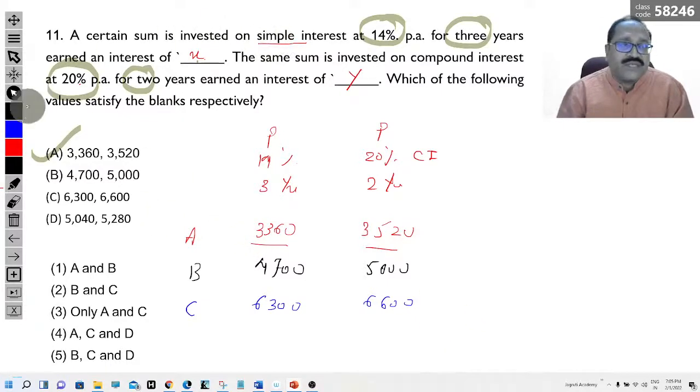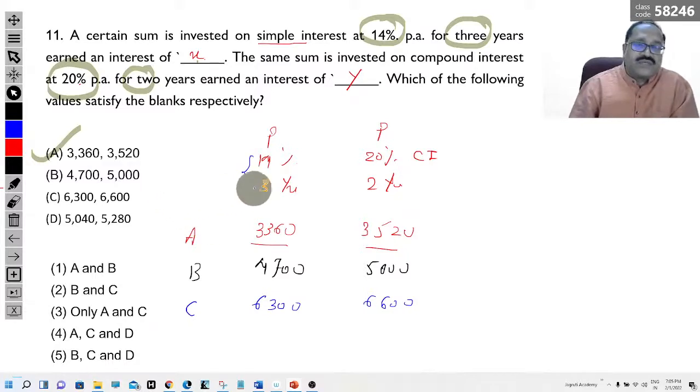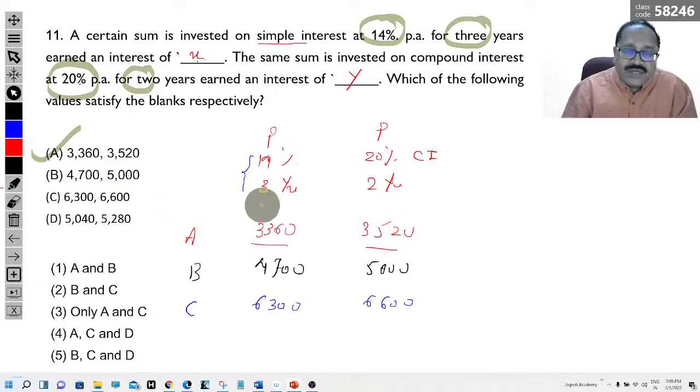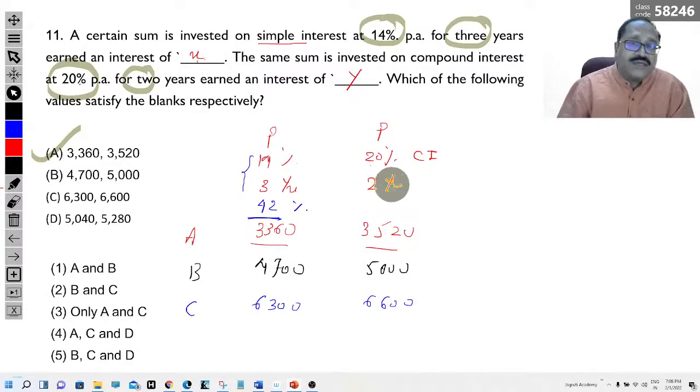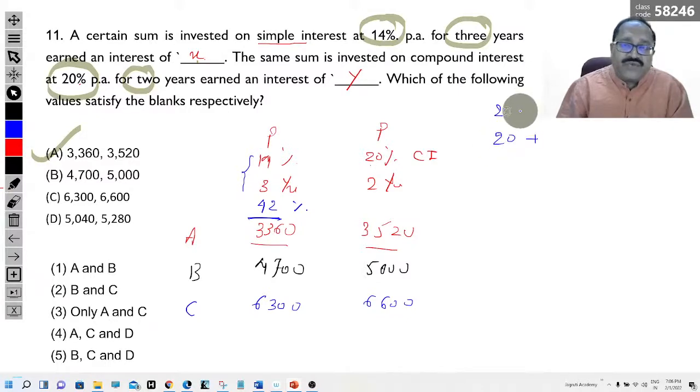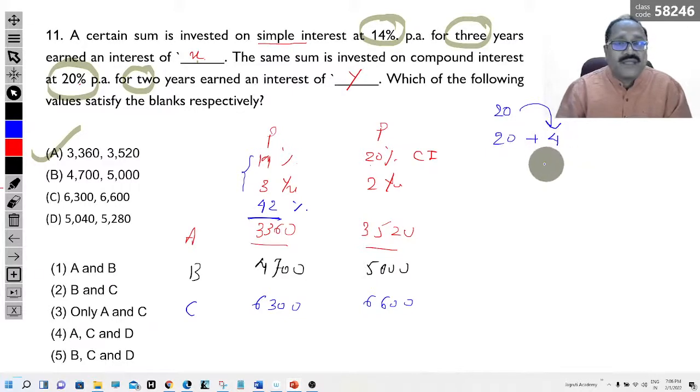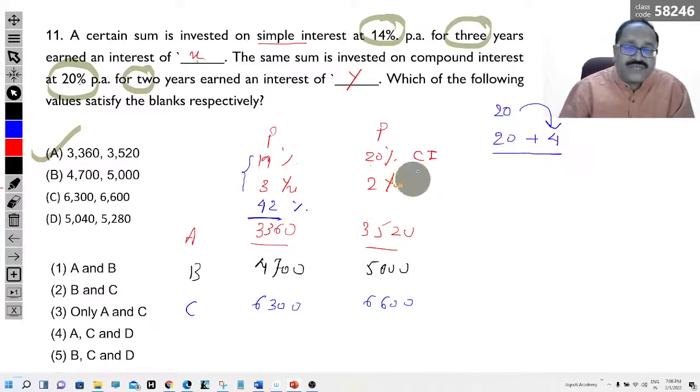The first one is a simple interest. When we talk about simple interest, that is 14% per annum for 3 years. How much is it? 42%. So you are getting 42% over here as simple interest. What about the compound interest on the same sum, 20% per annum for 2 years? For the first year 20%, for the second year 20% plus 20% of 20%, which is nothing but 4%. That's how the compound interest is 44%. So let's take this one as 44%.